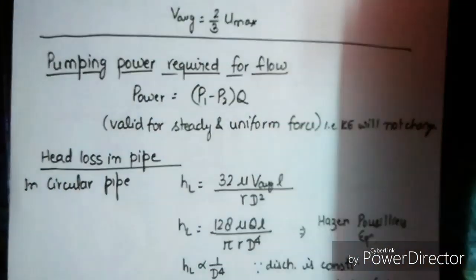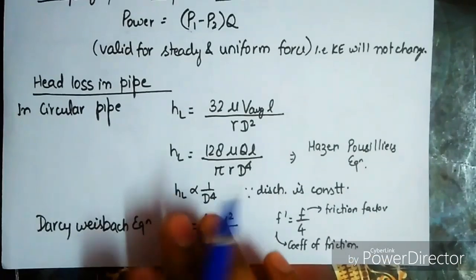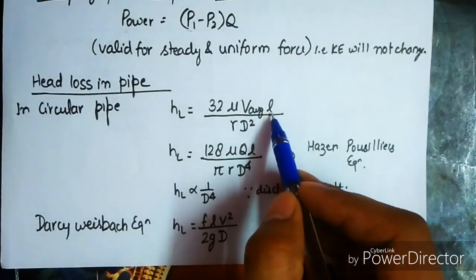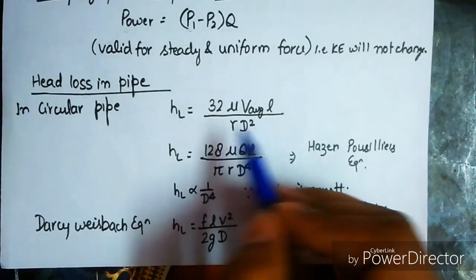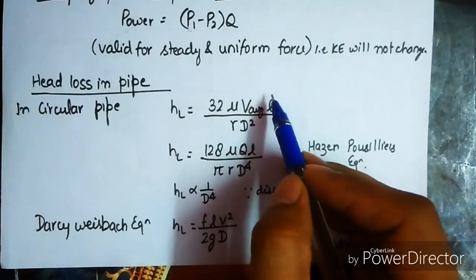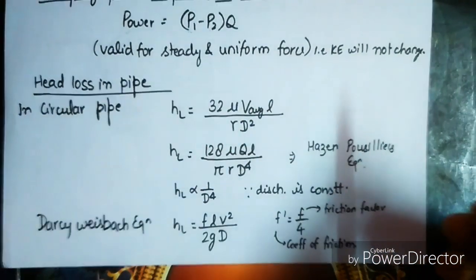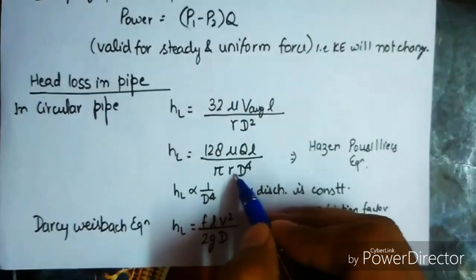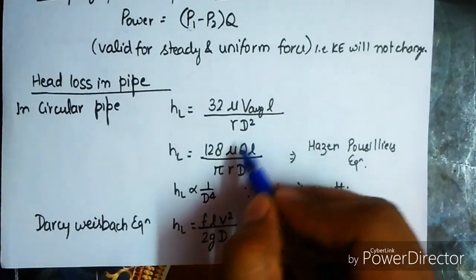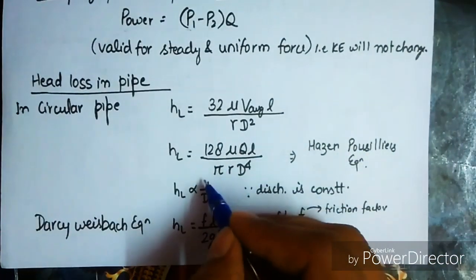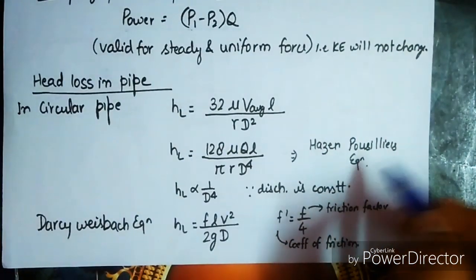Now head loss in the pipe, in the case of laminar flow in a circular pipe: HL equals 32 mu V average L upon gamma d square. Gamma is the unit weight, d is the diameter of the pipe, V average is the average velocity, L is the length of the pipe, and mu is the dynamic viscosity. Now HL equals 128 mu Q L upon pi gamma d raised to power 4. We just kept the value of V as Q upon area here, and this formula is called the Hagen-Poiseuille equation.